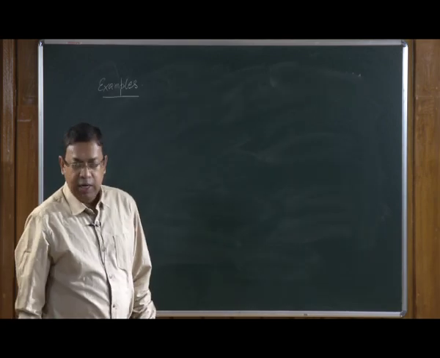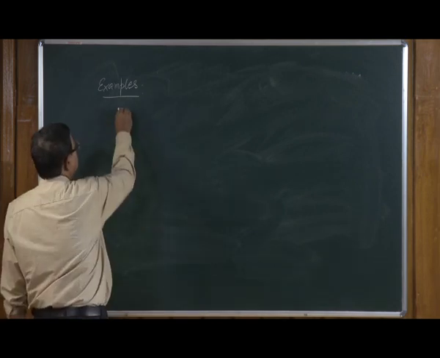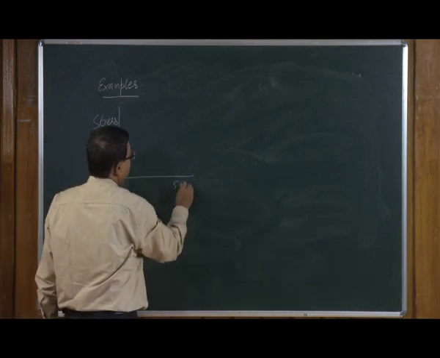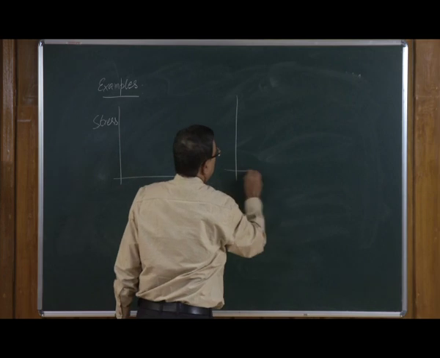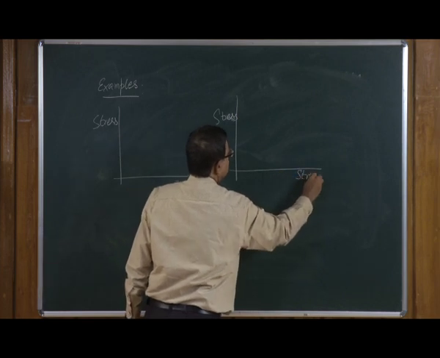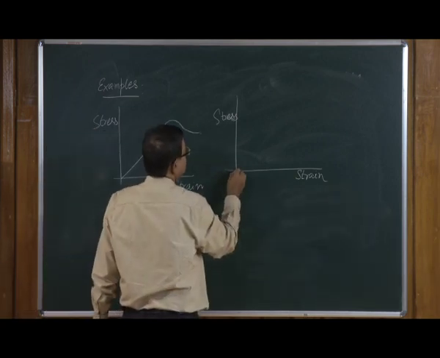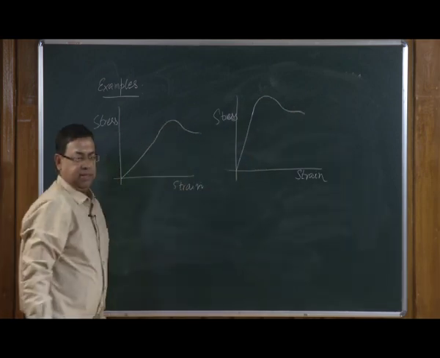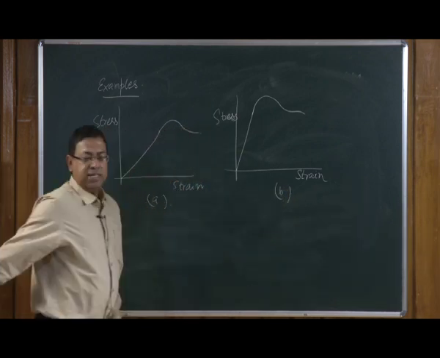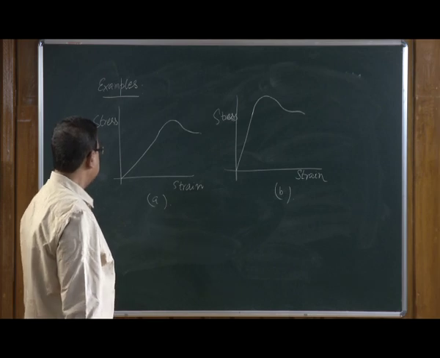So now we shall talk about some examples related to what we have learned so far, and let us have two plots which depict stress versus strain for two different materials. Let's call the plots A and B. So these are stress versus strain characteristics for two materials, say two wires, and they look like this.